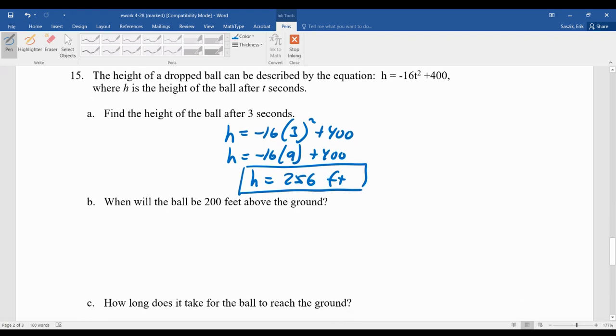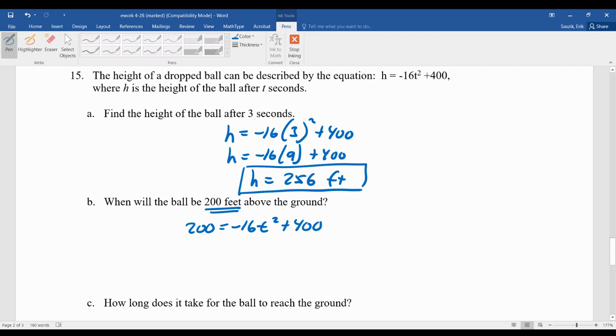Now, this is where you got to be thinking a little bit. When will the ball be 200 feet above the ground? What are you given here? Are you given t or are you given h? Clearly you're given h. So we're going to replace h with 200, and we are going to solve for t. But remember, this equation here, there's just a t squared. There is no t. So we can solve this using the square root method.